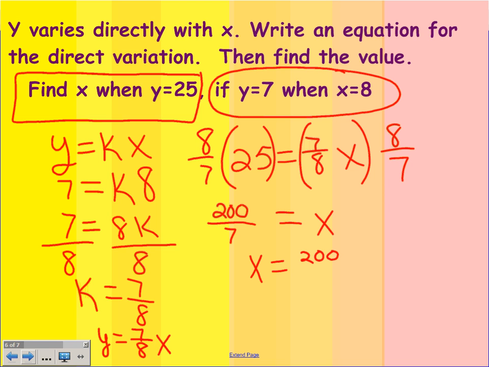Now remember, if you want to check your work, then you can do a little check. So originally we had 8 is to 7, so that should be proportional to my x, which was 200 over 7, compared to 25. You can just change both of those into decimals or into fractions, and you should get 1 and 1/7 for both of those.